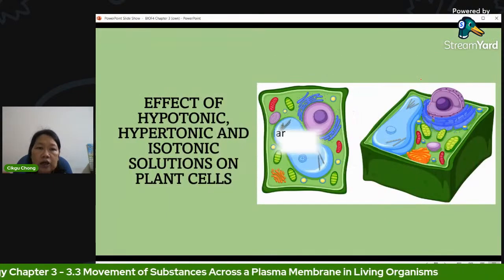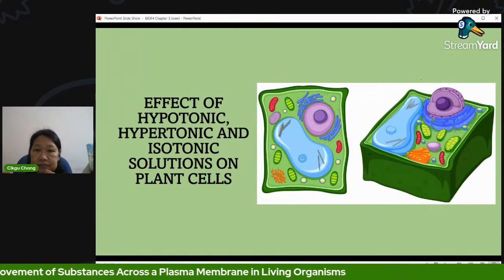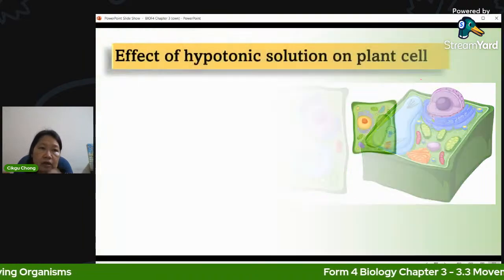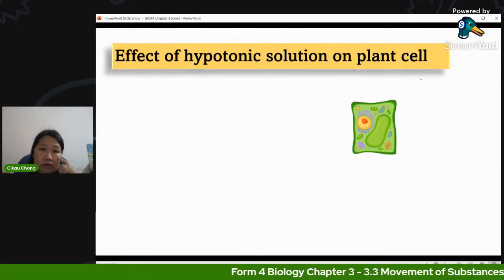All right. Now, what about plant cells? What is the effect of hypotonic, hypertonic and isotonic solutions on plant cells? Now we look at the effect of hypotonic solution.